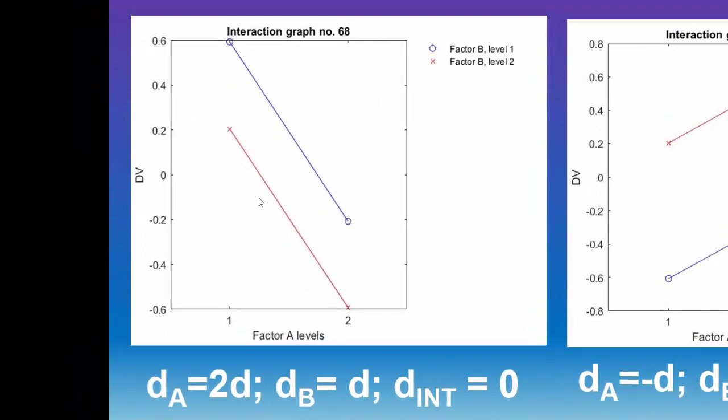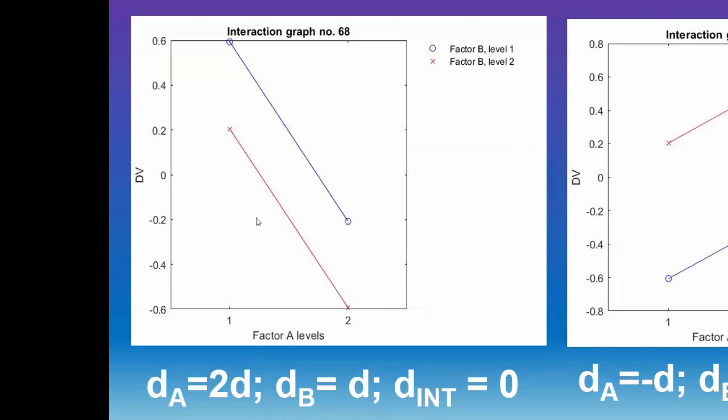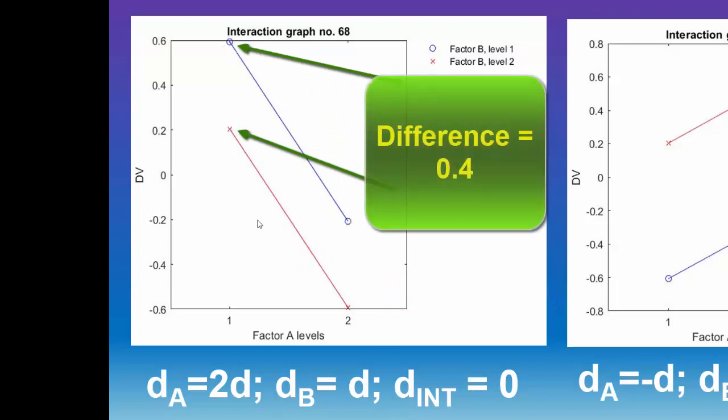Here we have the main effects. So for factor A, the difference here is between 0.2 and minus 0.6, which is 0.8. So that is D, twice 0.4, and the parallel line here is just shifted up, so the difference is the same. Now for factor B, we look at the difference between these lines. It's the same from this point or this point. The difference is between 0.2 and 0.6, which is 0.4.